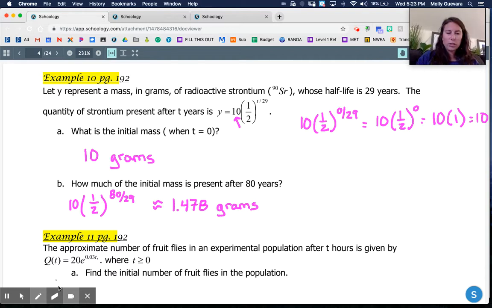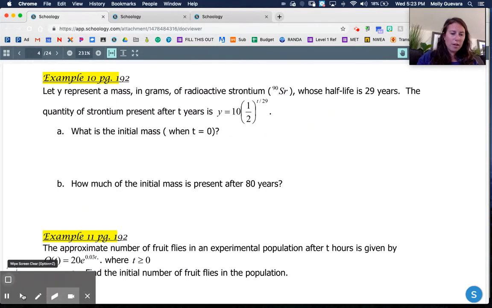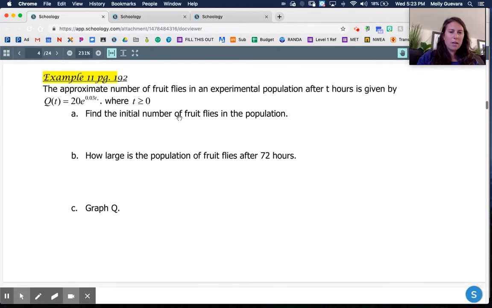Okay, we're going to do the same thing for example 11, more or less. The approximate number of fruit flies in an experimental population after T hours is given by the equation Q of T. Find the initial number of fruit flies in the population. Well, I could plug in 0, or hopefully we have enough common sense to look at our equation and tell that there are 20 fruit flies in the initial population.